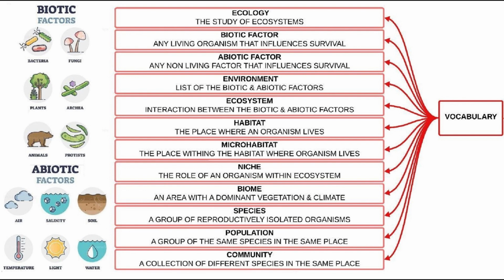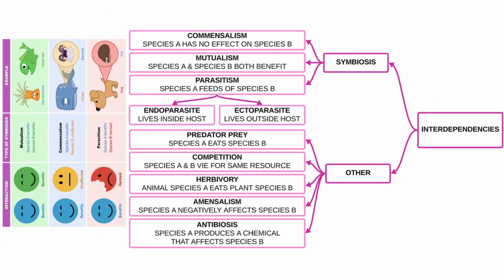A population is a group of the same species in the same place at the same time, and a community is a collection of different species in the same place at the same time. Next, we're going to look at interdependencies, and with interdependencies, there is symbiosis and others. Symbiosis is classically commensalism, mutualism, and parasitism.